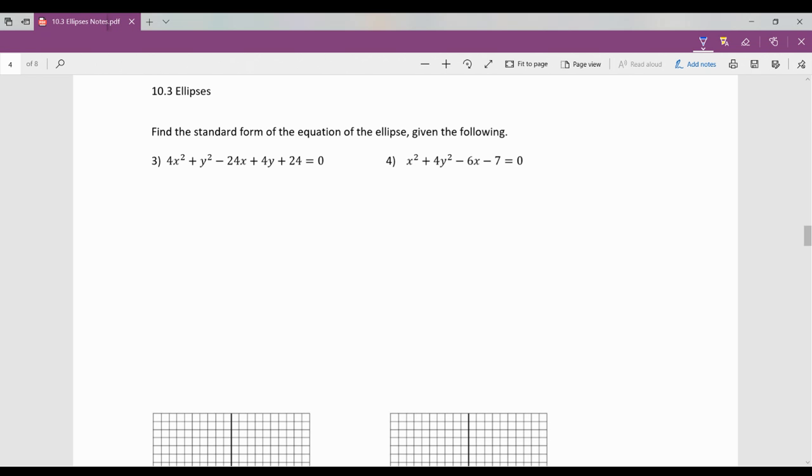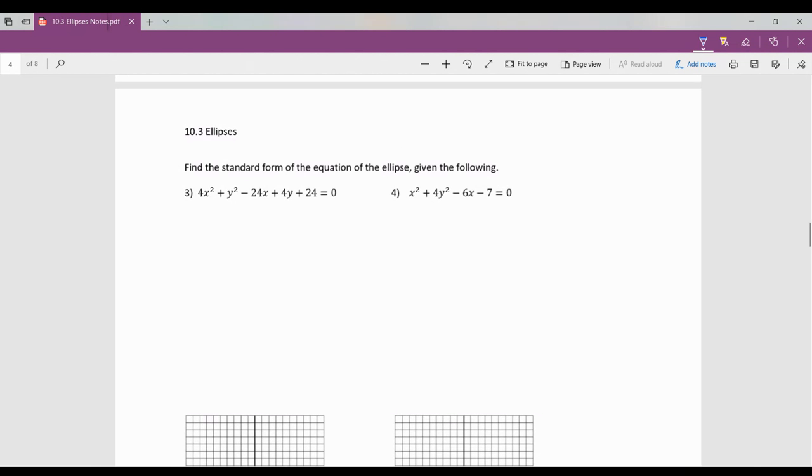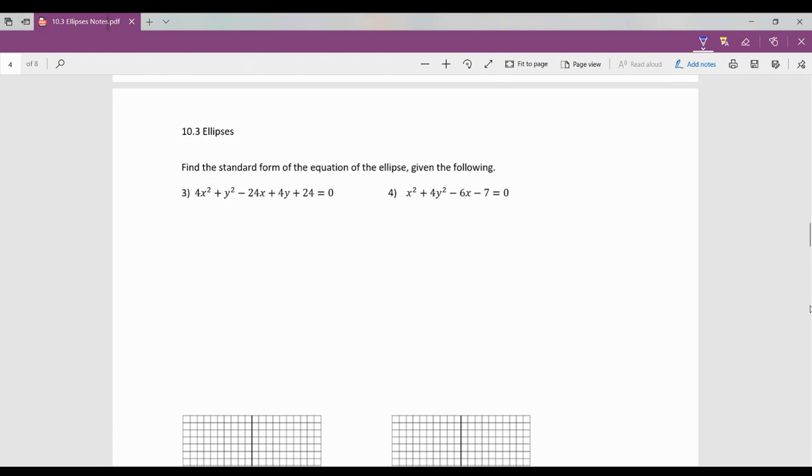You notice there are two things being squared, the x's and the y's, so we're going to double time that completing the square, aka we're going to be doing it twice. So I'm going to collect all my x's together, then all my y's following, and then bring the constant over. So I've got 4x squared minus 24x plus y squared plus 4y equals negative 24.